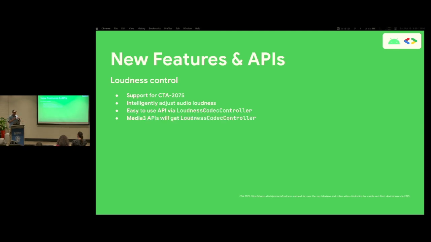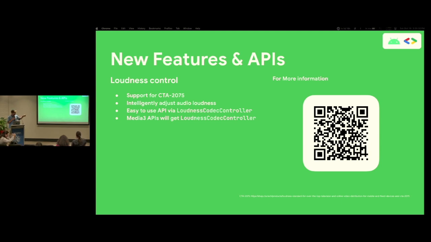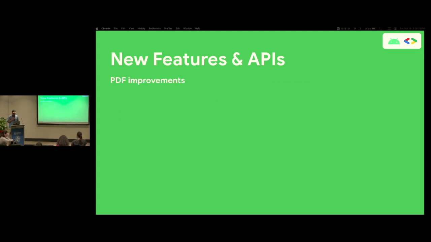There's a new API through a class called LoudnessCodecController, and this is being extended to Media3, which is the new baseline for creating media playback over ExoPlayer. So ExoPlayer still exists within Media3, but you've got more extensions around it, and LoudnessCodecController is coming to Media3 soon. So it's not just in Android 15. Once it's released, it'll be available backported. Again, more information and APIs available here.